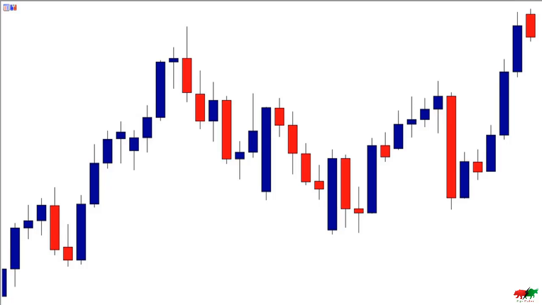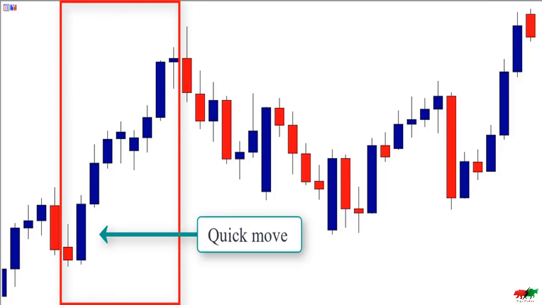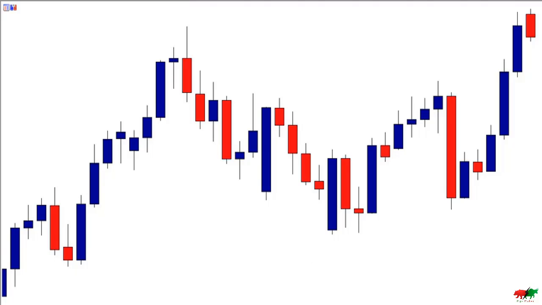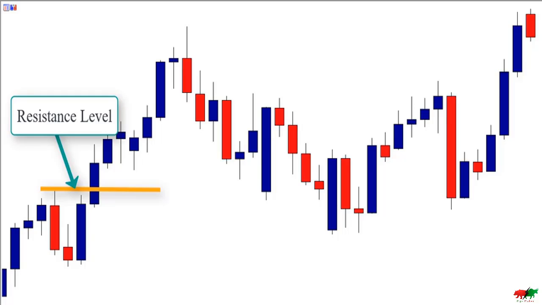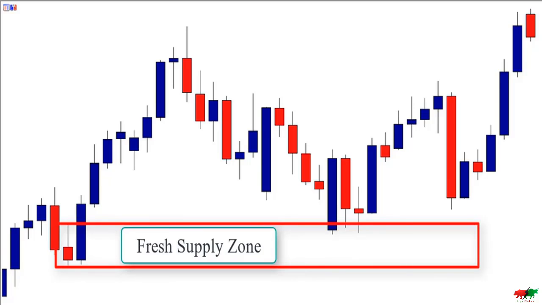This is the US dollar Swiss franc daily chart. This is a clear demand zone. As you can see, the move is quick and strong. The candles are big. The previous resistance level is broken. The zone is fresh. And the risk to reward ratio is very attractive.